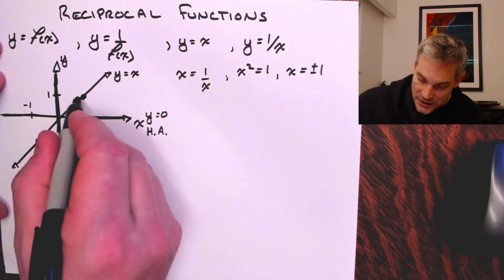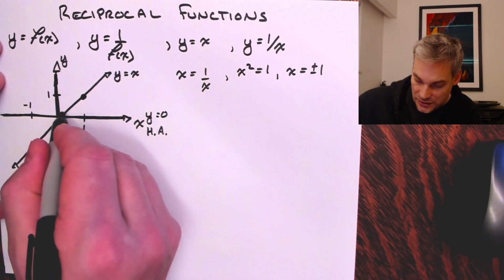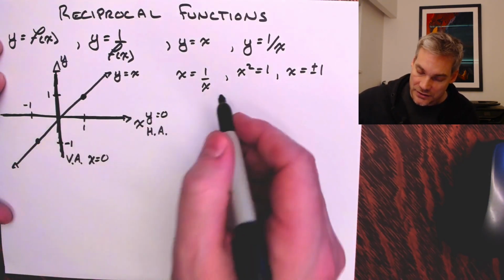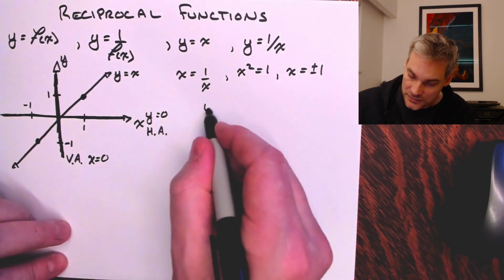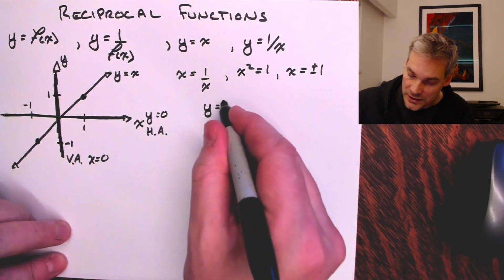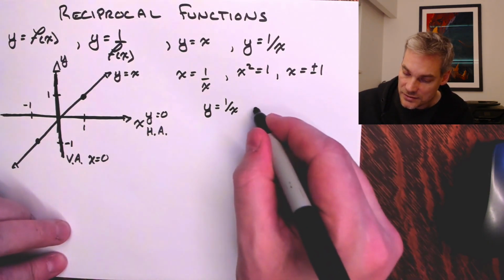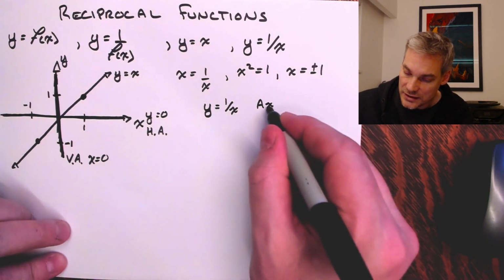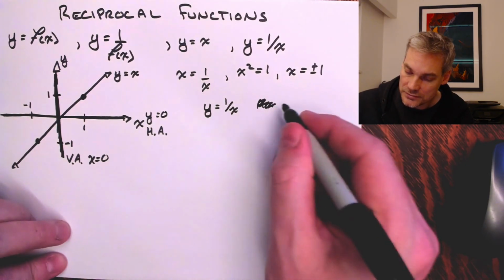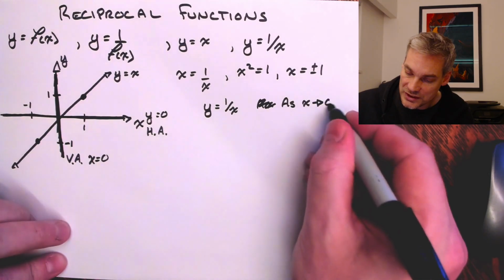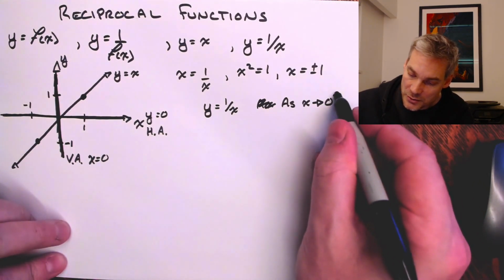Let's say y of x is going closer and closer to 0. Like x is getting smaller and smaller. Now, if x is getting smaller, y equals 1 over x. Now, as x goes to 0, and I'm going to put a little positive sign.